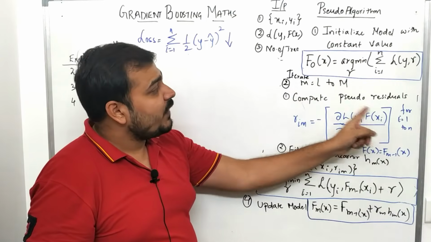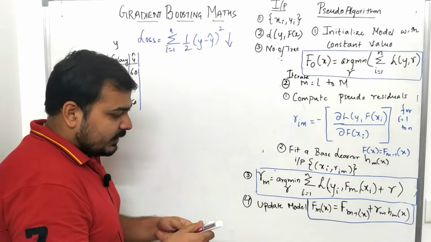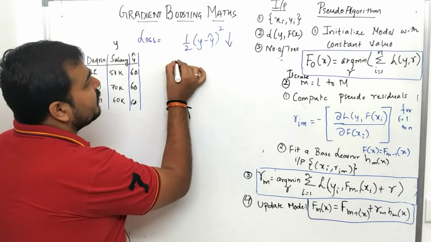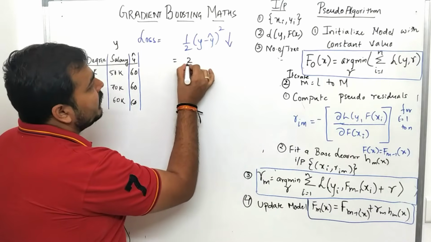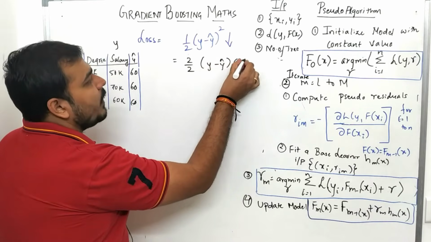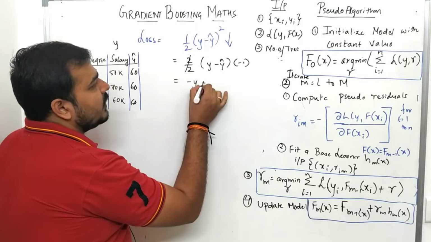So we are trying to find out this derivative with respect to this particular value itself. Now understand one thing. Initially this is my loss function. If I try to find out the derivative of this particular loss, what will happen? It will be 2 by 2 times (y minus y hat) multiplied by minus 1. This will become 1. Then I have y plus y hat.